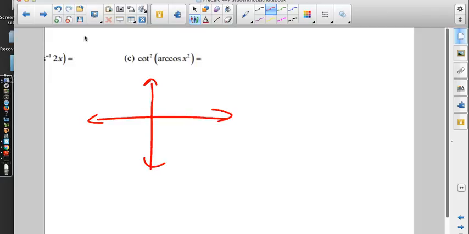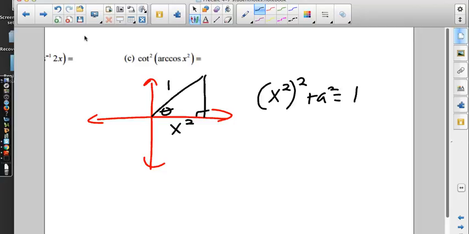Inverse cosine, well, it's x squared. It's definitely going to be positive no matter what they put in there. But my cosine has to come out to be x squared. Well, it has to be x squared over 1. That's the only way that would happen. So adjacent over hypotenuse. Again, if we're going to talk to them about cotangent, anything to do with sine, we're going to have to figure out what that other side is. So carefully, we say to ourselves, it's going to have to be x squared squared plus a squared equals 1 squared.